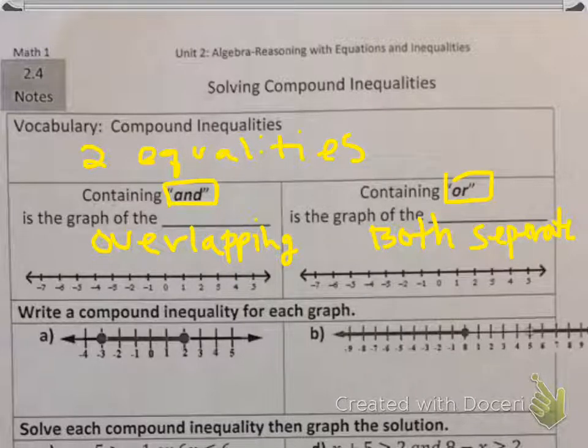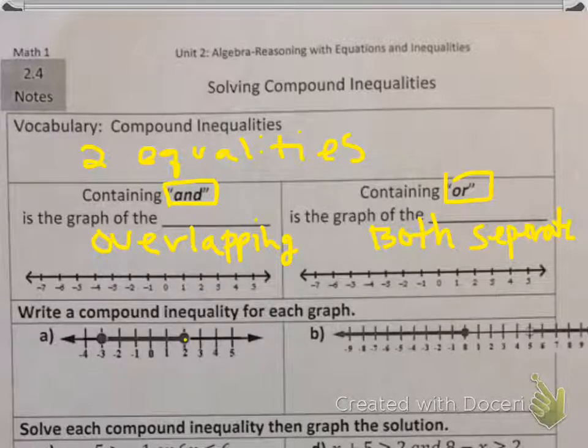Because or means that it could be in that solution set or it could be in the other solution set. But when it says and, it has to be in both solution sets. So the graph is overlapping on the and, and it's the graph of both separate inequalities on the or. So just by what I've said, we should be able to look at these compound inequalities here and decide if they're ands and ors.